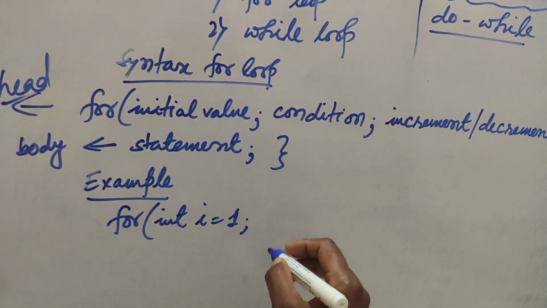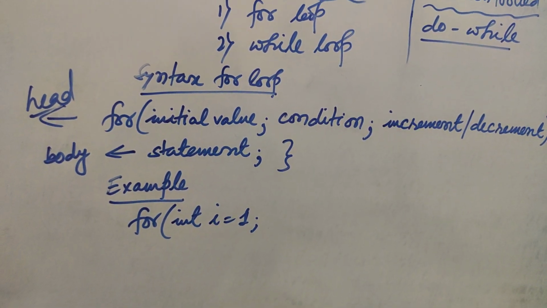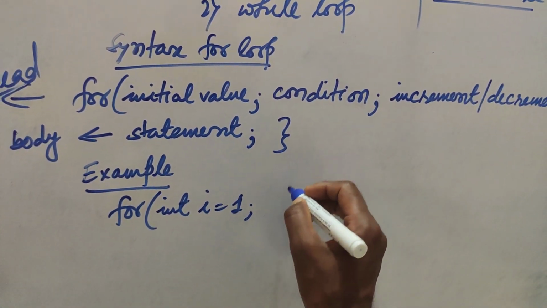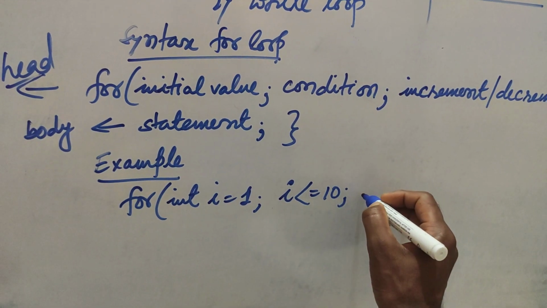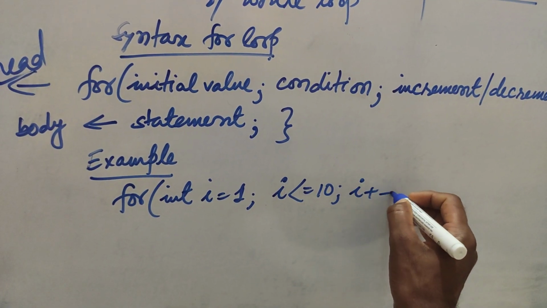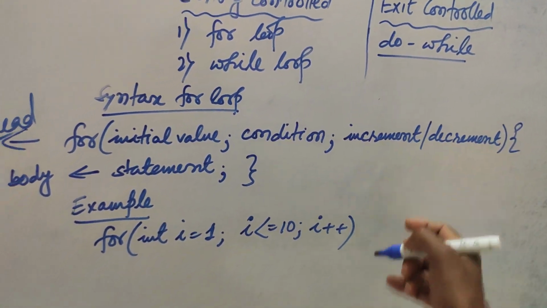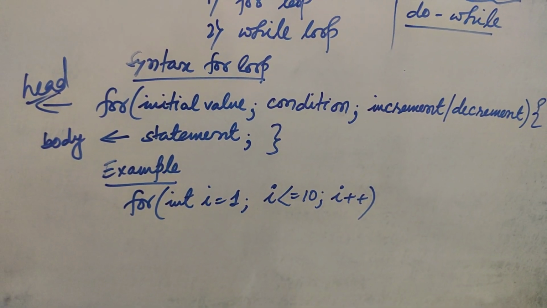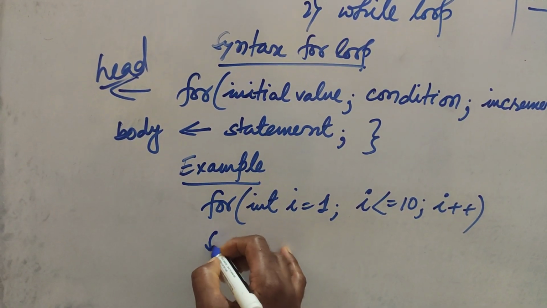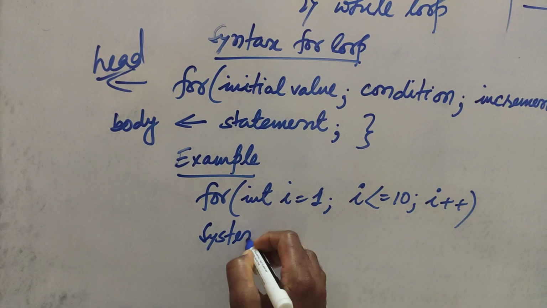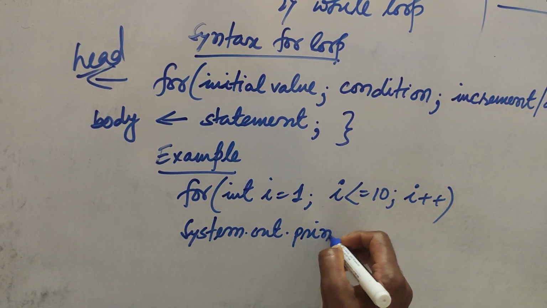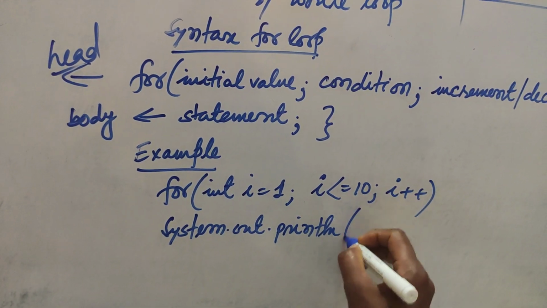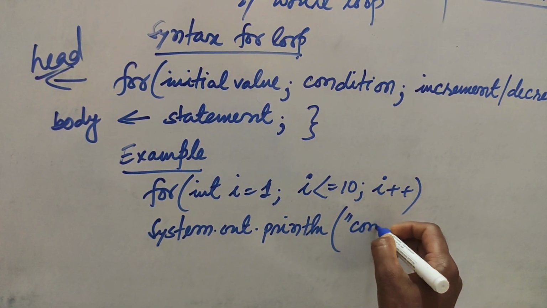That means the loop will start working from 1. Conditions, I am writing here 10, I less than equal to 10, I plus plus, here increment, decrement. Now I am writing here System.out.println, the word computer.